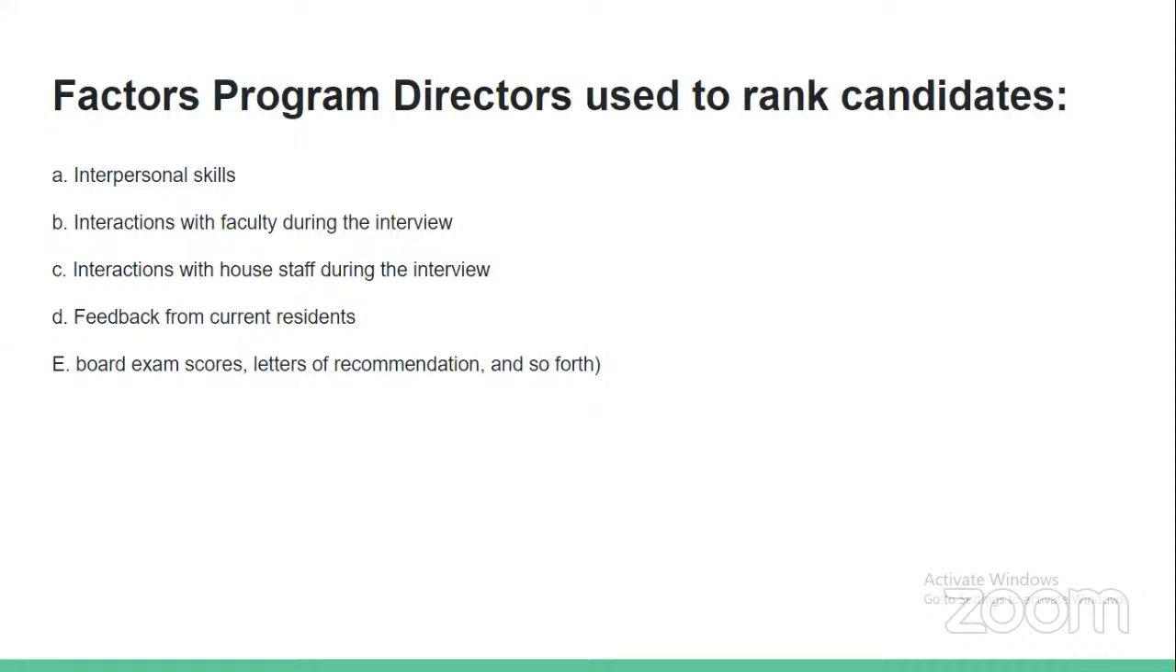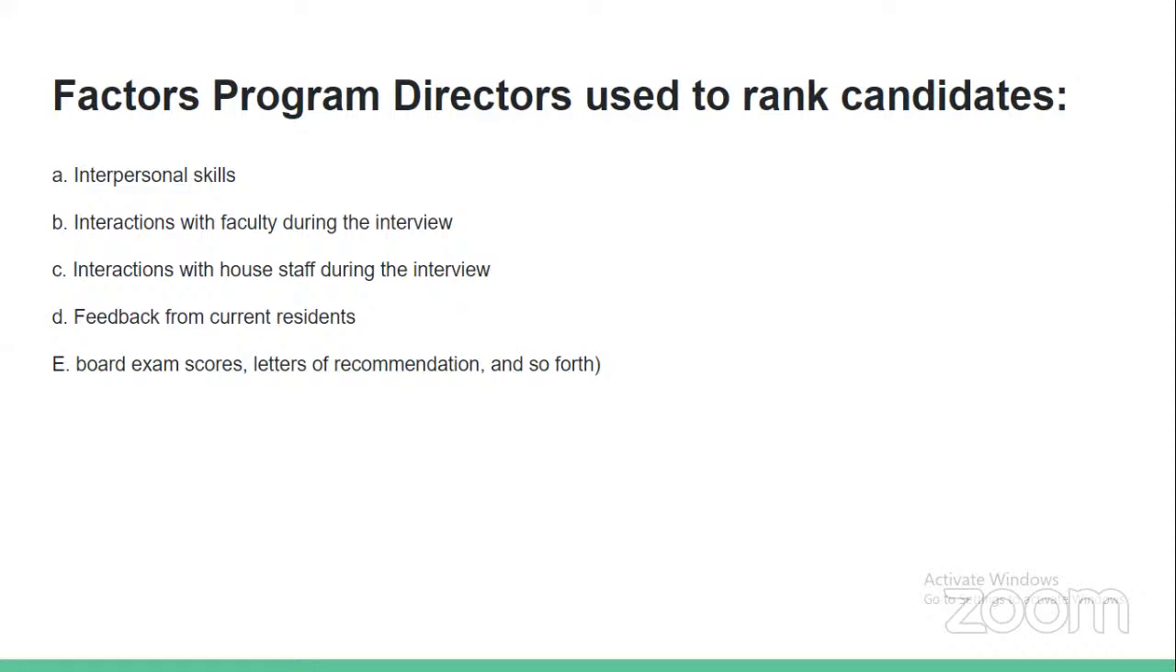So in this slide, we'll discuss the factors program directors use to rank candidates. The first important one is interpersonal skills, which include several skills like leadership skills, active listening skills, teamwork, communication, and conflict solving, as you will go through your residency and have so many conflicts rise up and you have to deal with them. They want to make sure that you are prepared and ready for that.